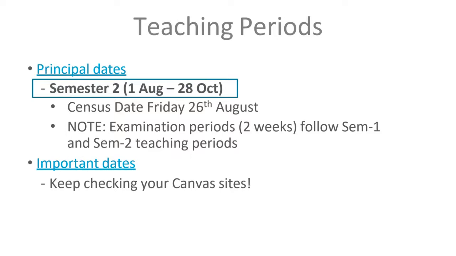At the end of week four, we have the census date. That's Friday, 26th of August for this coming semester. It is by that date that you should have settled exactly what units you're going to take. It is too late to pull out after that point without suffering some academic or financial penalty.